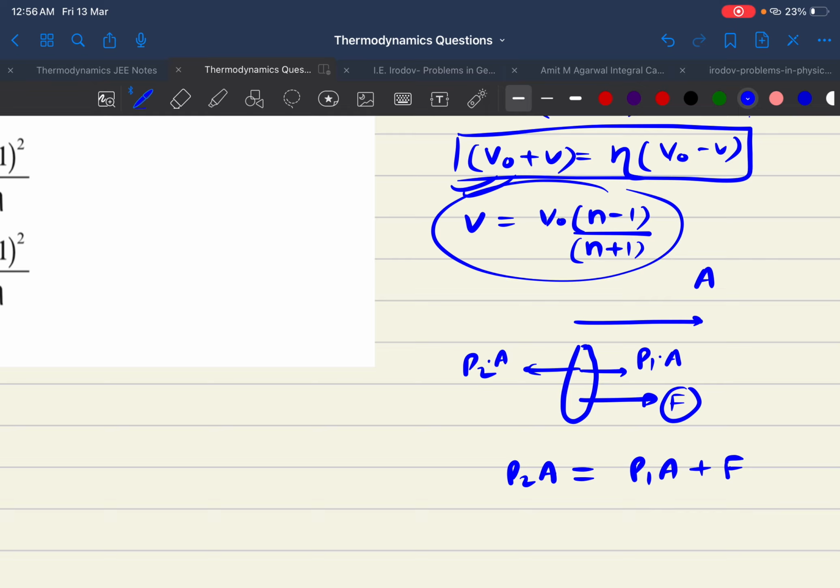So you can clearly see that an external agent is applying a force in the right direction, which is equal to, what? Tell me. F is equal to P2 minus P1 into A. So we have derived the expression of force in terms of pressure. So the external agent is applying the force in the right direction, and the piston is also moving in the right direction, right?